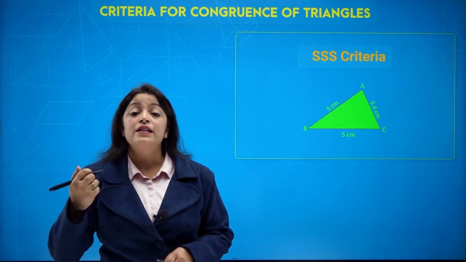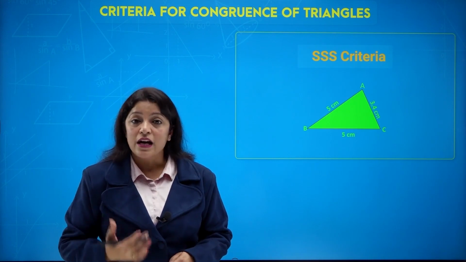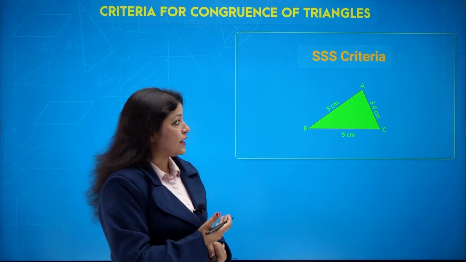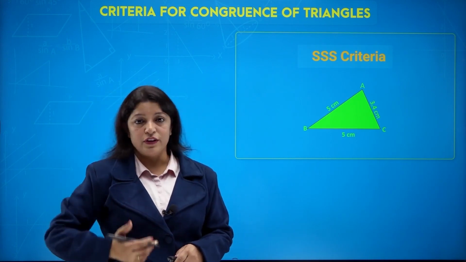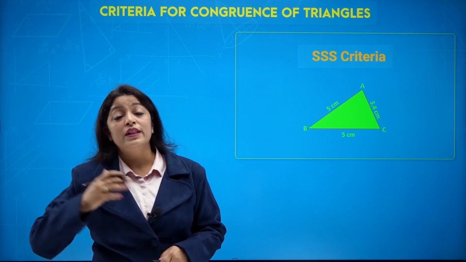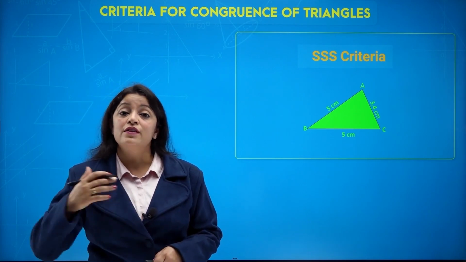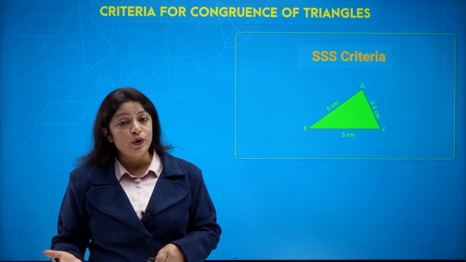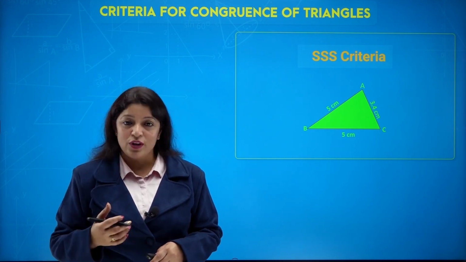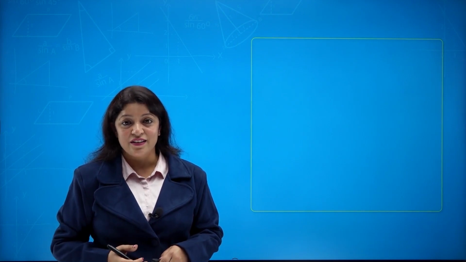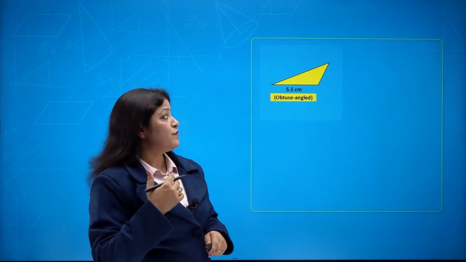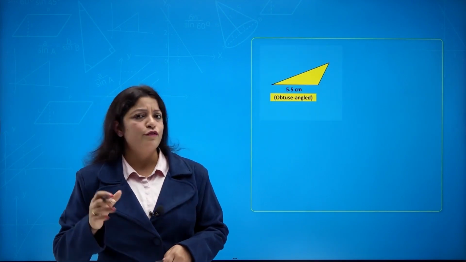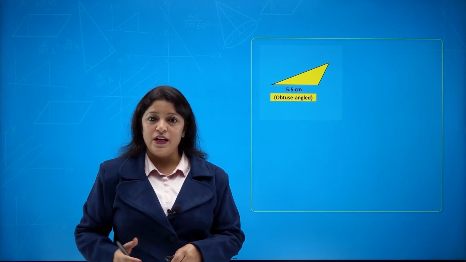Here S stands for side. So, side, side, side. That means if in one triangle all the three sides are given, then will the second triangle having the same length of the sides be congruent to the first triangle? So let's check it in detail. For this, suppose I have been given only one side, 5.5 centimeter, right?